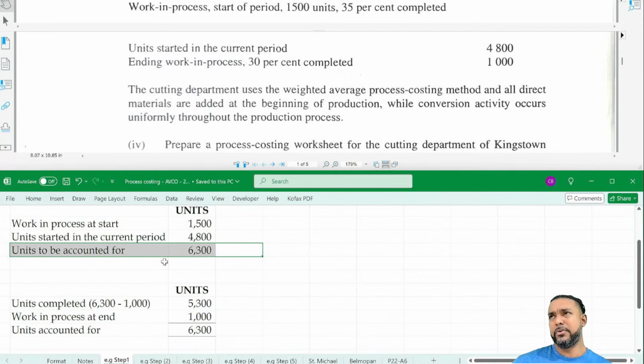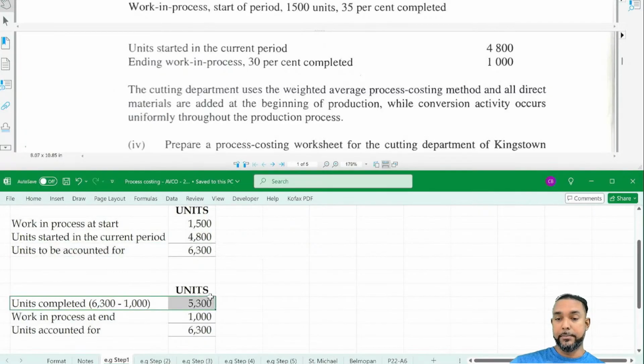What do we mean by we have to account for those units? What we mean is that at the end of the process, whatever is in production is either going to be finished or unfinished, completed or incomplete. The completed stuff is what we call completed, and incomplete is the work in process. Now they tell us the ending work in process is 1,000 units, 30% complete, but 1,000 physical units.